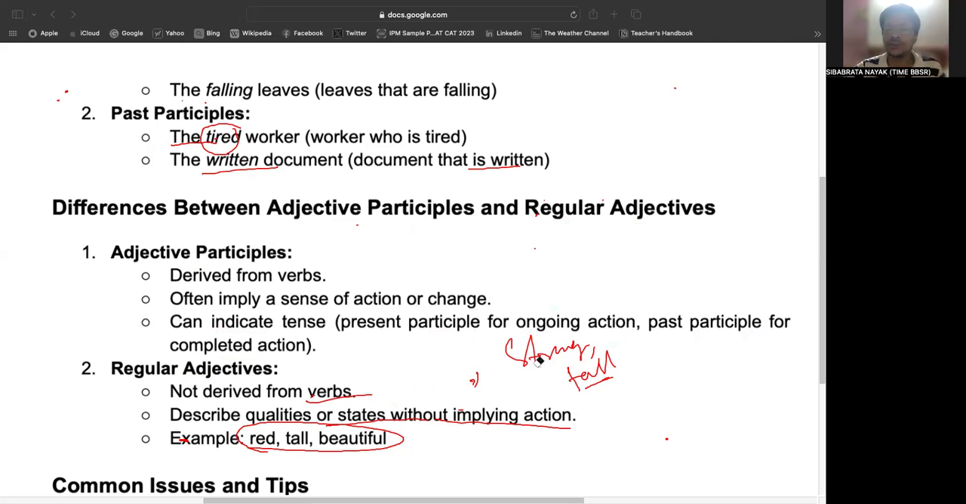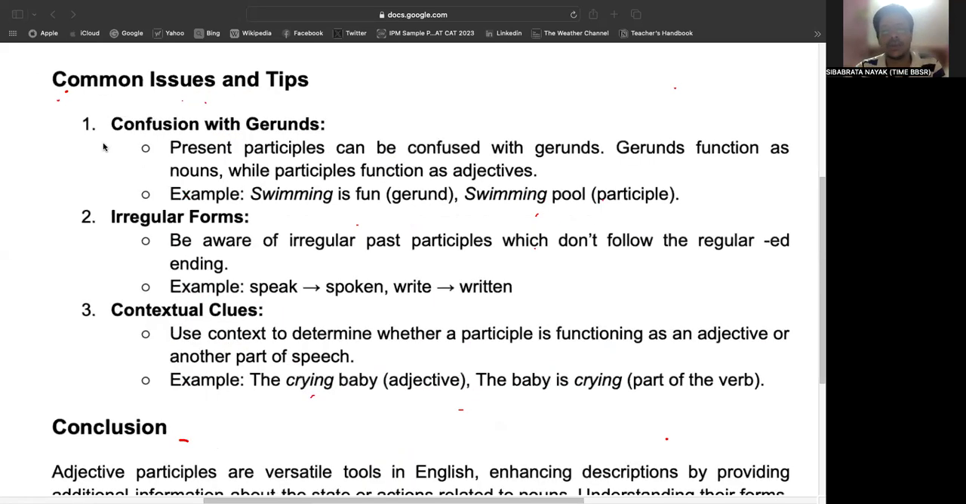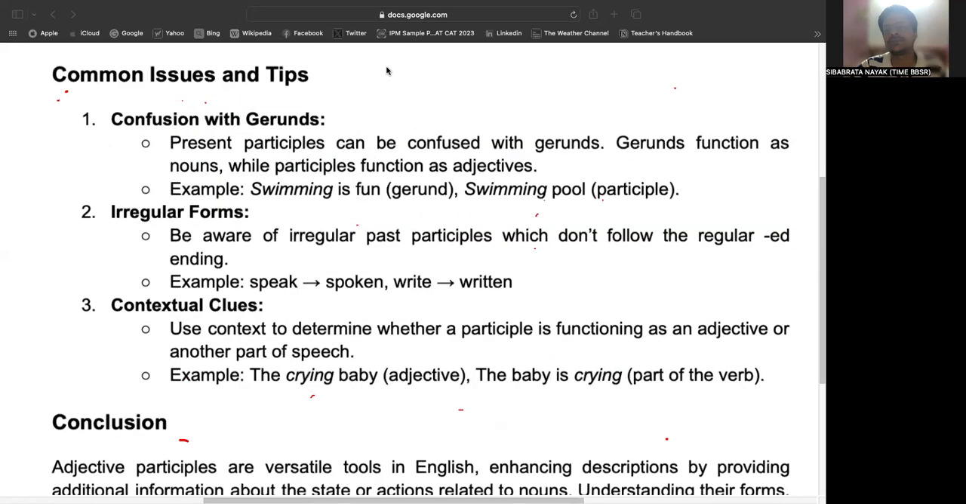Hope you understood. Yes, sir. Okay. So now coming to the next one. The next one is called common issues and tips that we generally face when we are talking about adjective participles, right? What are those common issues and tips?